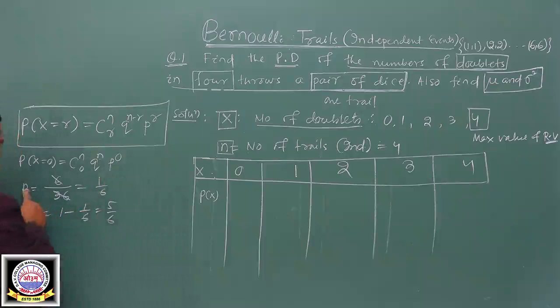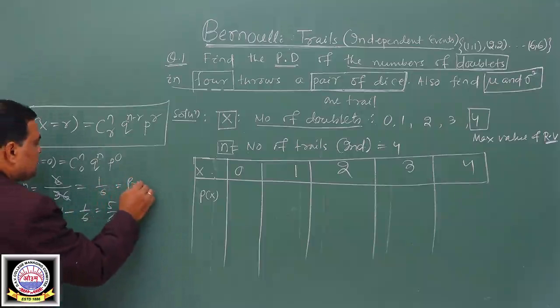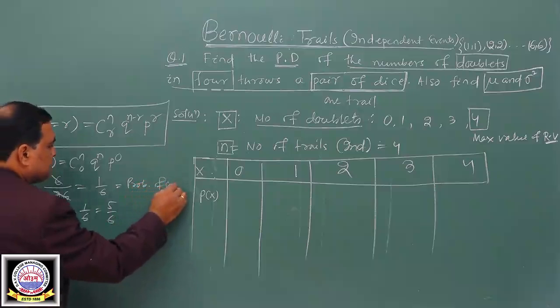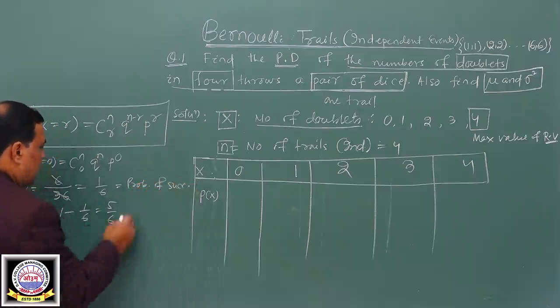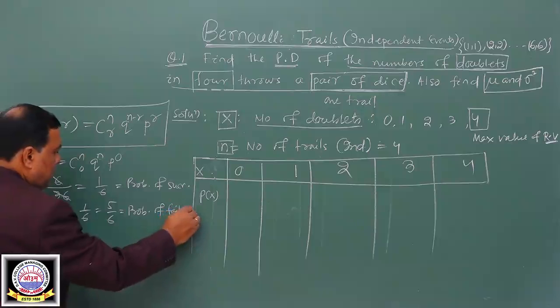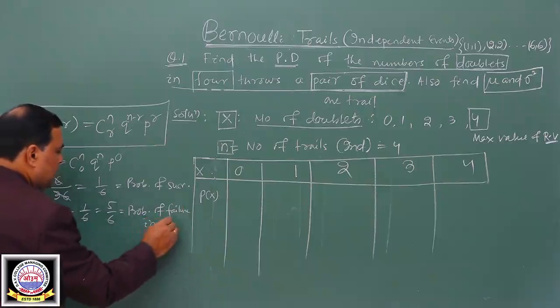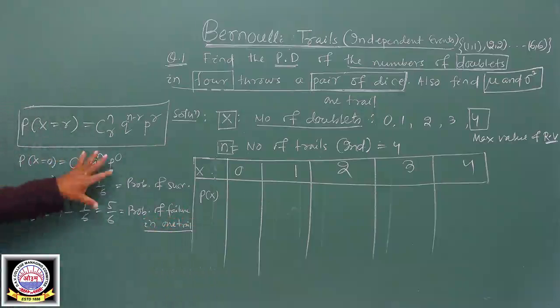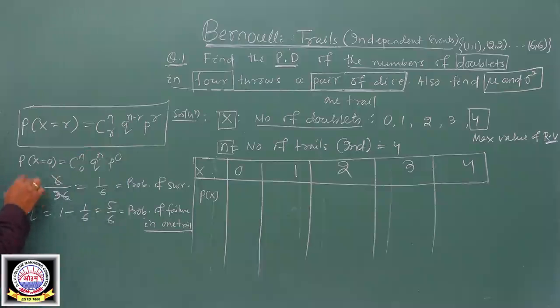In one trial, p is called the probability of success, and q is called the probability of failure. So p you got, q you got. p is equal to 1 by 6 and q is equal to 5 by 6. You can verify that p plus q is equal to 1. That's why one is calculated as 1 minus the other.